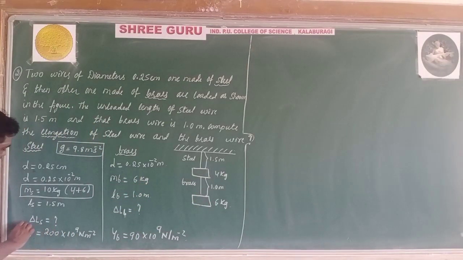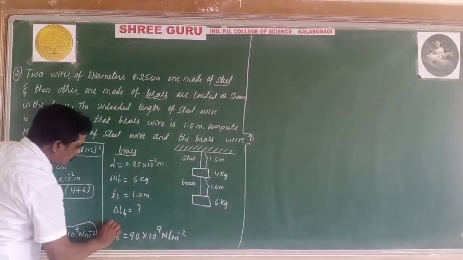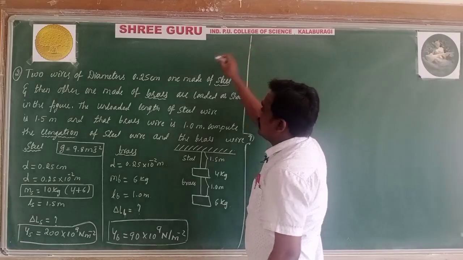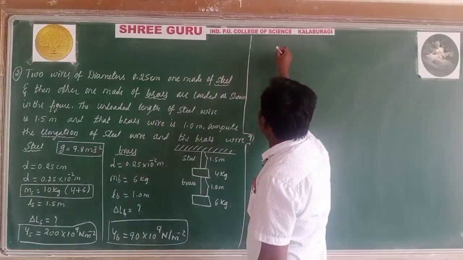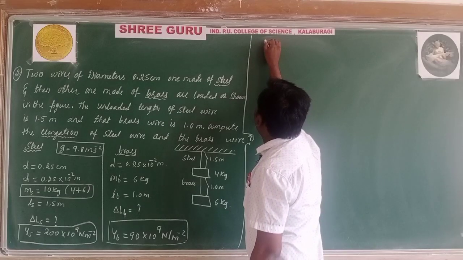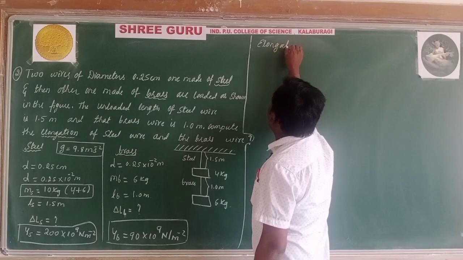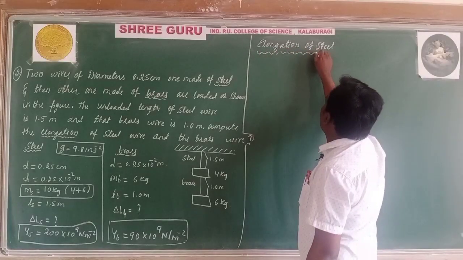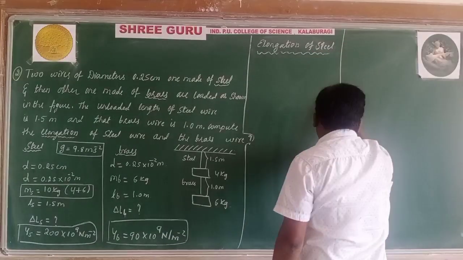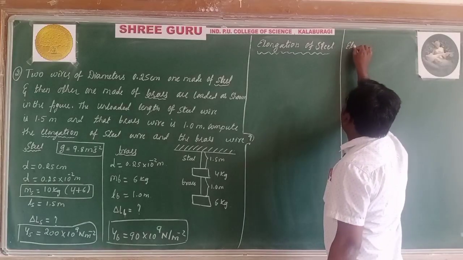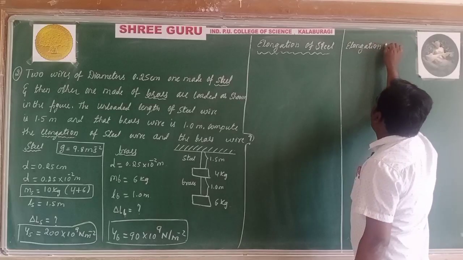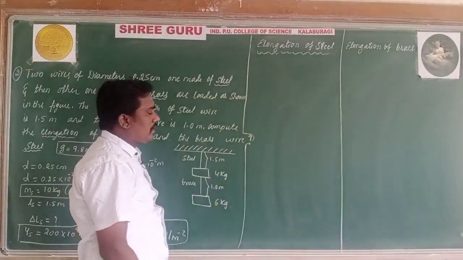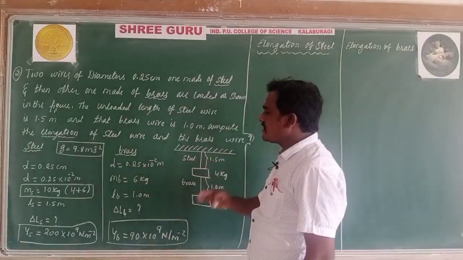And we mentioned these things, and this is the Young's modulus value for the steel rod and this is the Young's modulus value for the brass rod. You should remember these values. Now we should find the elongation. Elongation means delta L. Separately, you should find the elongation of the steel rod and the elongation of the brass rod. First you find the steel rod, then you calculate the brass rod elongation. Elongation means change in length, that is delta LS.